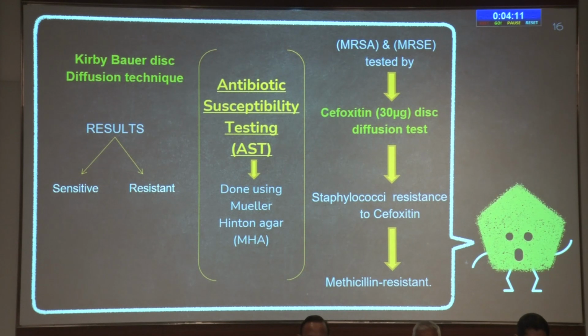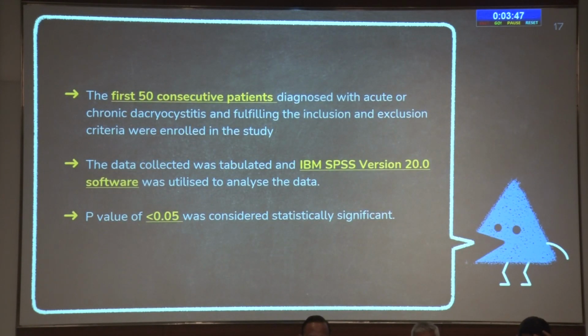This was followed by antibiotic susceptibility testing, which was done on Mueller-Hinton agar. The Kirby-Bauer disc diffusion technique was used, and the result was formulated as sensitive or resistant. For methicillin-resistant Staphylococcus aureus and epidermidis, the cefoxitin disc diffusion test was done, and the staphylococci which were resistant to cefoxitin were labeled as methicillin-resistant. The first 50 consecutive patients fulfilling the inclusion-exclusion criteria were enrolled in the study.